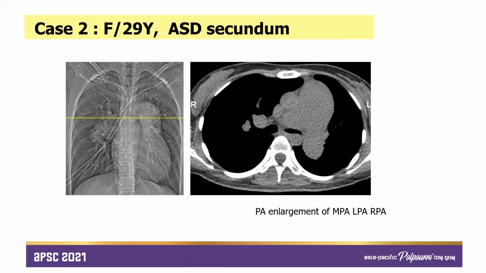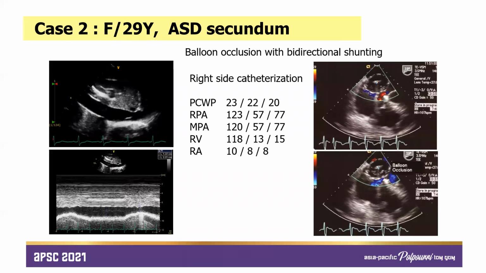Her CT showed a really severe pulmonary vascular obstructive disease pattern with huge pulmonary arteries here. Her IVC plethora was 22 millimeters, and she had right heart catheterization with a balloon occlusion test. All the data confirm severe pulmonary hypertension and an RV pressure overloaded state. For this patient, pulmonary hypertension treatment should precede closure.